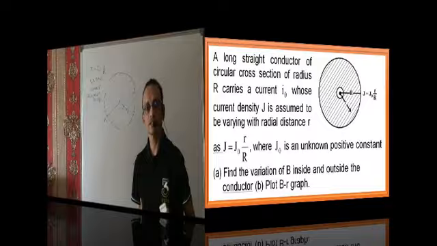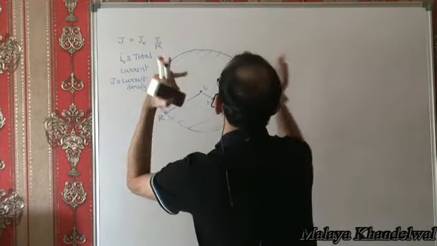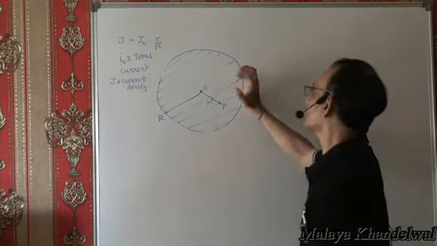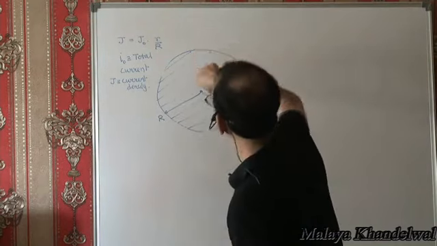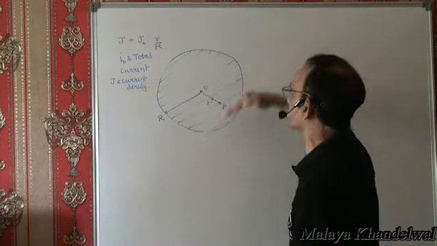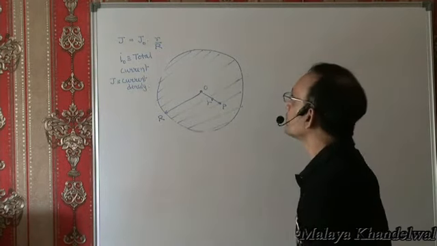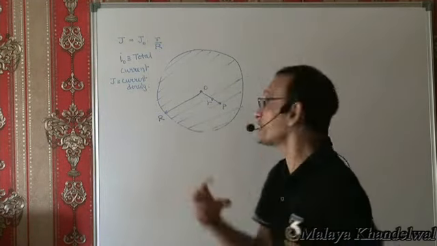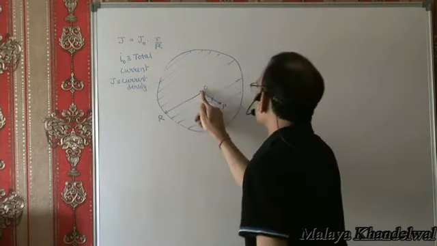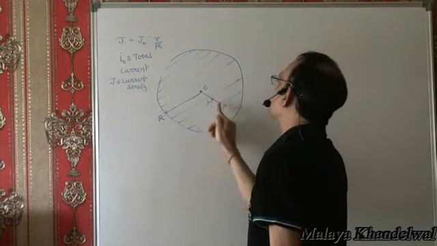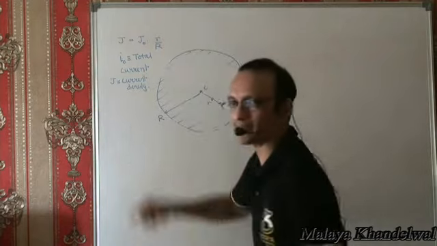So in this problem we have a very long cylindrical wire carrying a total current I naught. I naught is the total current flowing through this cross section. This is the cross section of the very long cylindrical wire of radius R. And there is current density, which is current per unit area. Current per unit area is given as a function of small r, the distance from the center. The current density is given by J naught times small r by capital R.